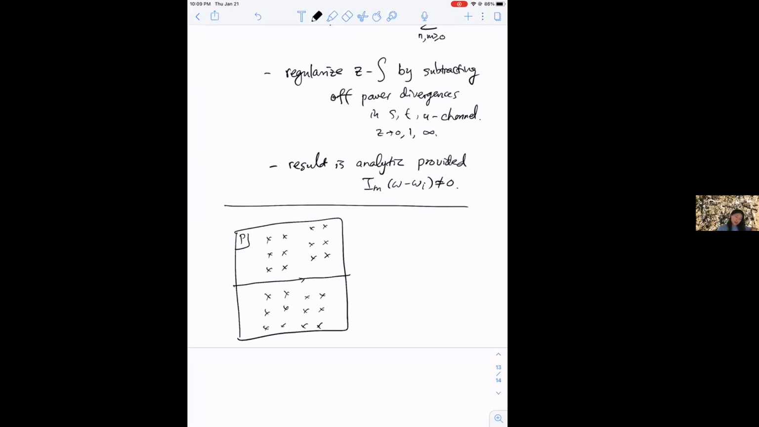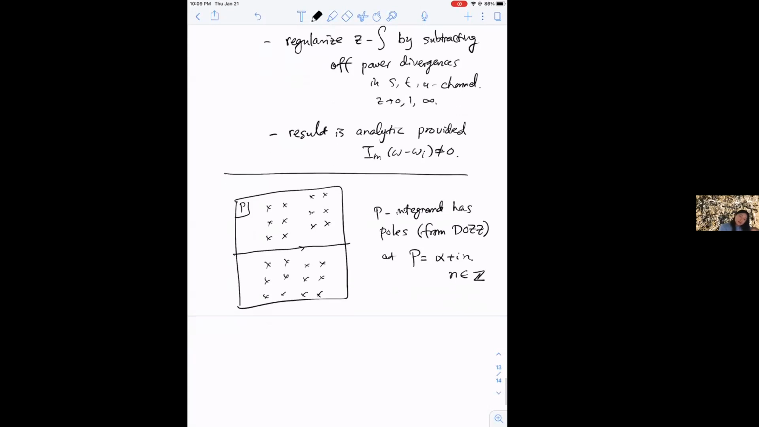So if you look at this formula, the structure constant, the P integrand, has poles from the DOZZ formula at P equals alpha plus IN, where N is an integer and alpha is equal to plus minus omega one over two and plus minus omega two plus minus omega three over two. Remember, we're talking about the conformal block decomposition in the S channel, where omega, omega one go to omega two, omega three.